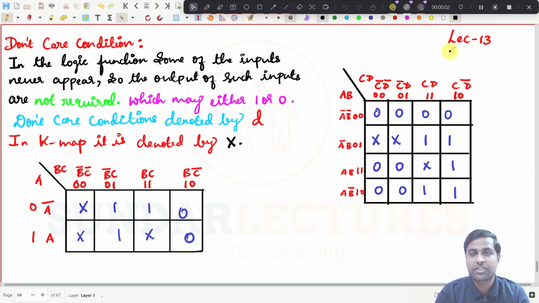Welcome to Sundar's lecture. This is lecture number 13, and in this lecture we are going to see don't care conditions in K-map. What is a don't care condition, and if don't care conditions come in the simplification of a Boolean expression, then how can we do the simplification using the don't care conditions, right?